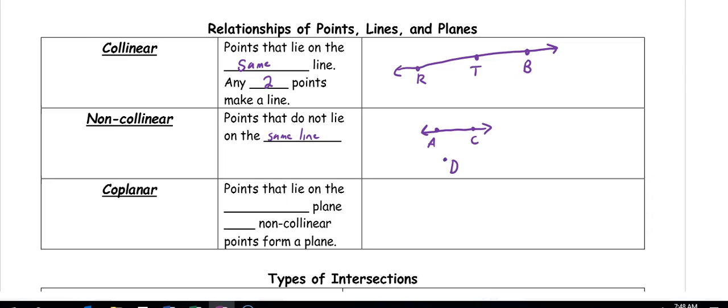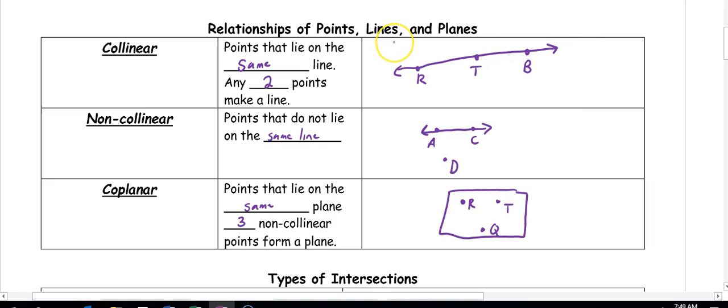So the same thing works with planes. So when we have coplanar, that means that there are points that lie on the same plane, and we need 3 non-collinear points to form a plane. So if I have R, T, and Q, this is creating a plane because there's not a line that can go through all 3 of those points. Whereas if I try to make a plane around this one up here with the R, T, and B, that wouldn't work because they're all collinear. We need another point that's not collinear.